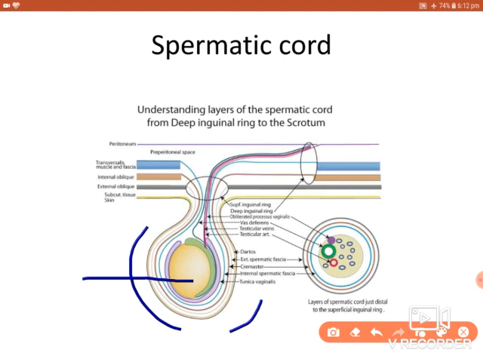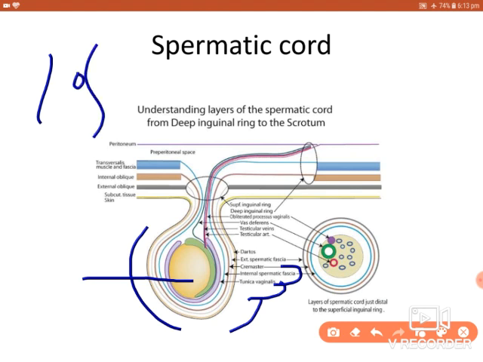Okay, its coverings from inner to outer: this purple color, that is the tunica vaginalis. Outside to that, there is the internal spermatic fascia. See, this is the internal spermatic fascia. Before that, the testis develops from the posterior abdominal wall.